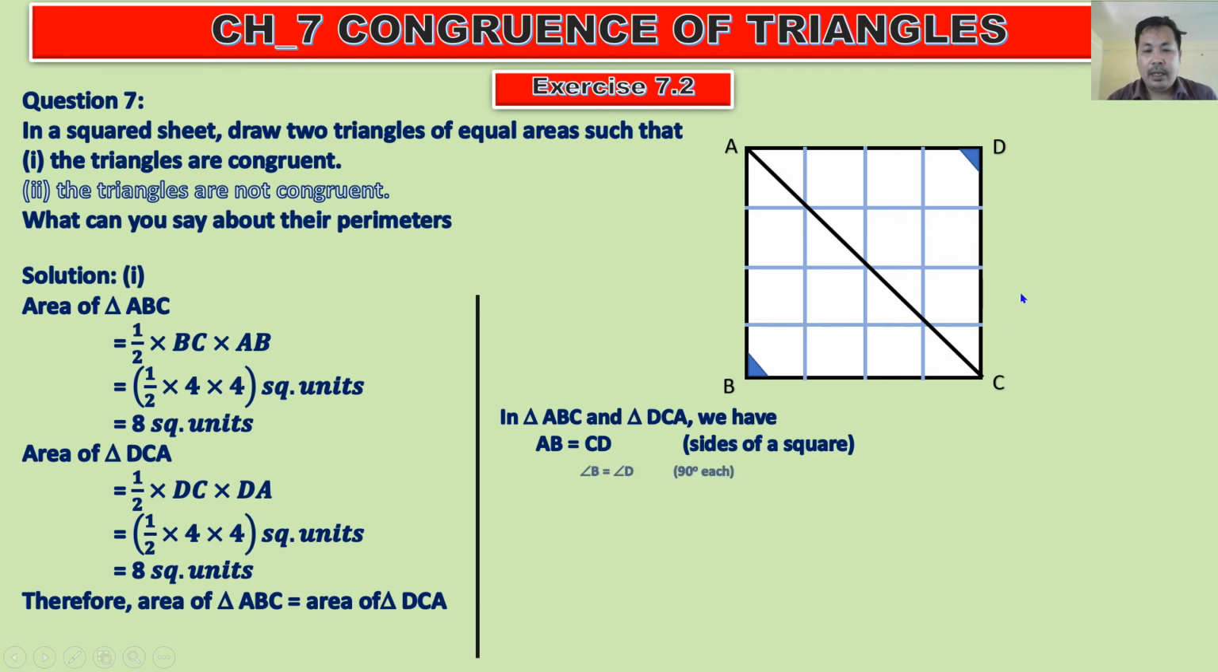Yes. Then angle B is equal to angle D. Angle B and angle D are the same here, as already mentioned in the beginning, isn't it? Yes. Why? They are 90 degrees each. That means they are the angles of a square, isn't it?